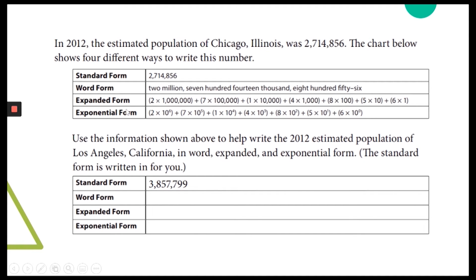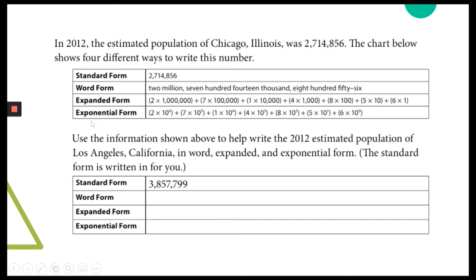Okay, let's check out the expanded form. Right here it says 2 times 1 million. 2 times 1 million is because the 2 is in the millions place, and 2 times 1 million is 2 million. Plus 7 times 100,000. Again, 7 is in the hundred thousands place. And you just keep going down from there. Plus 1 times 10,000, plus 4 times 1,000, plus 8 times 100, plus 5 times 10, plus 6 times 1.